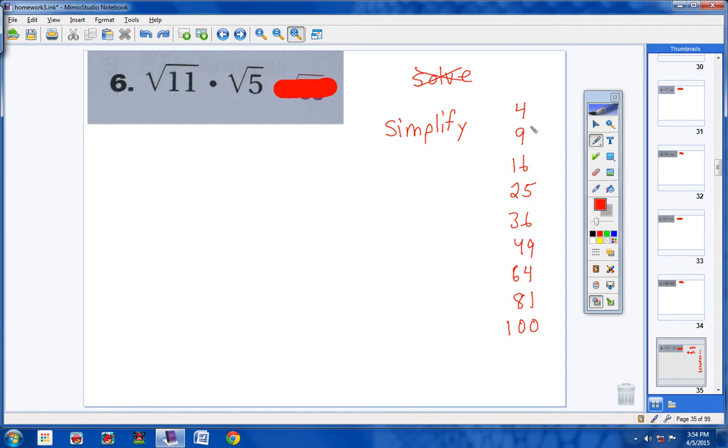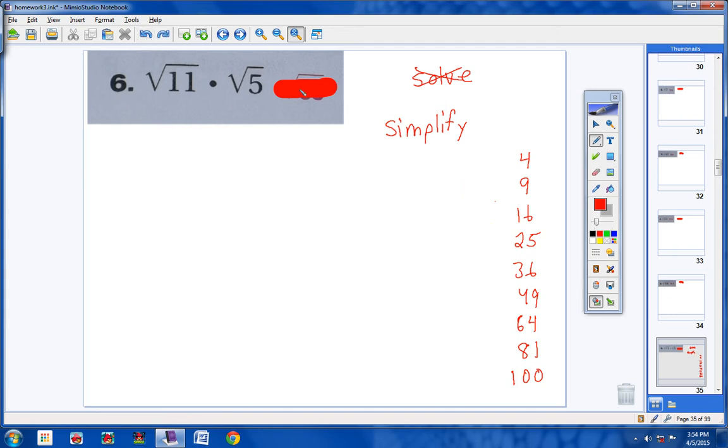So this is called a list of perfect squares, and we're going to use these numbers to help us simplify square roots. Obviously you need to have these numbers memorized, but they're so easy. I mean, 2 times 2 is 4, 3 times 3 is 9, 4 times 4 is 16, etc. So they're really easy to remember.